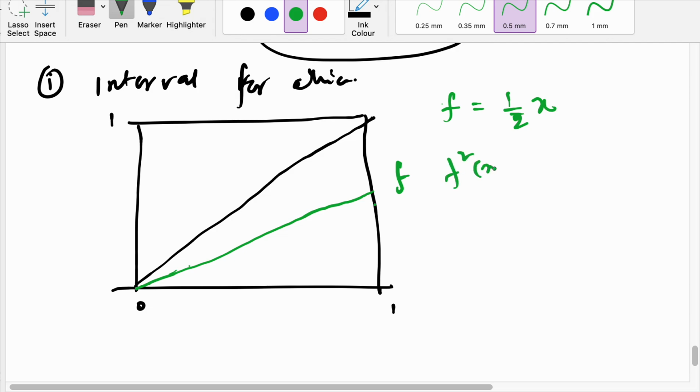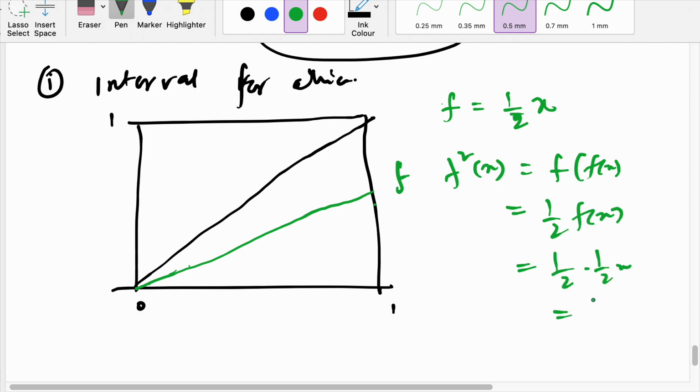What will be f square x? That will be f of f(x), so that will be half of f(x), so half of x, so that will be 1/4 x. So half of this, somewhere between here, so this will be f square. Now again this will be half of this, here f^4, so actually f cube, and this will continue.